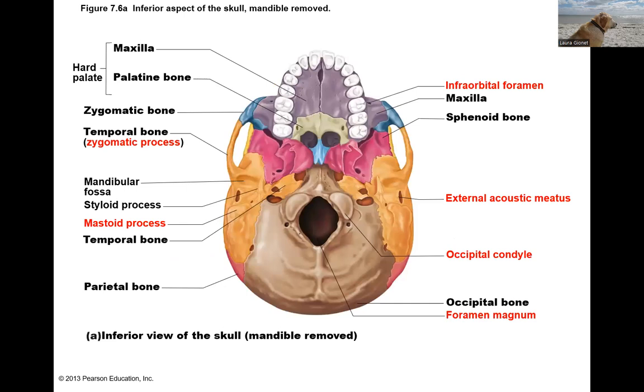And thus, this image of the inferior aspect of the skull helps you identify the location of the occipital bone, the foramen magnum, occipital condyles. And while we're here, it allows you to see some other features, such as the zygomatic process on the temporal bone, the external acoustic meatus, the infraorbital foramen.